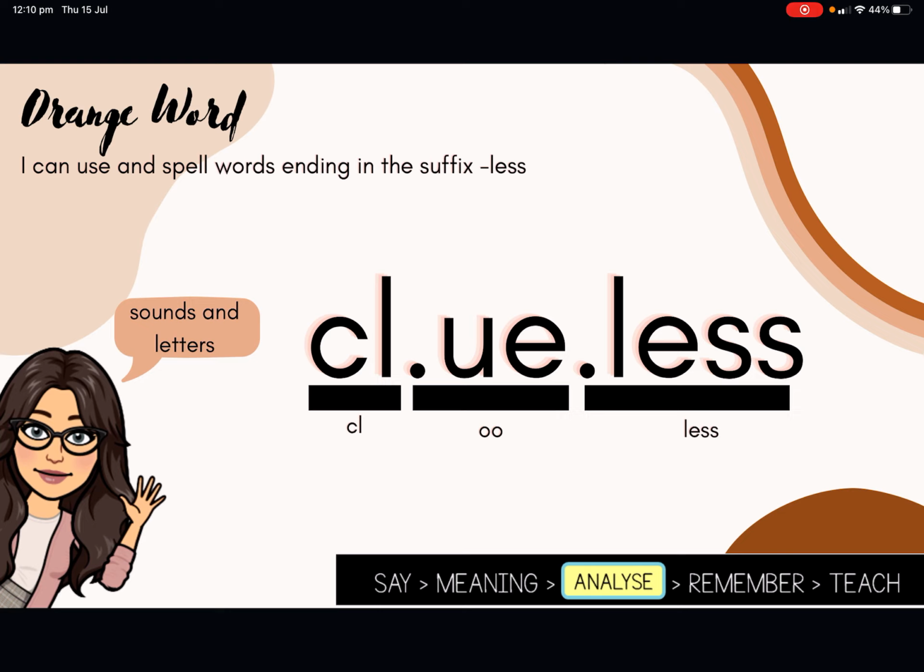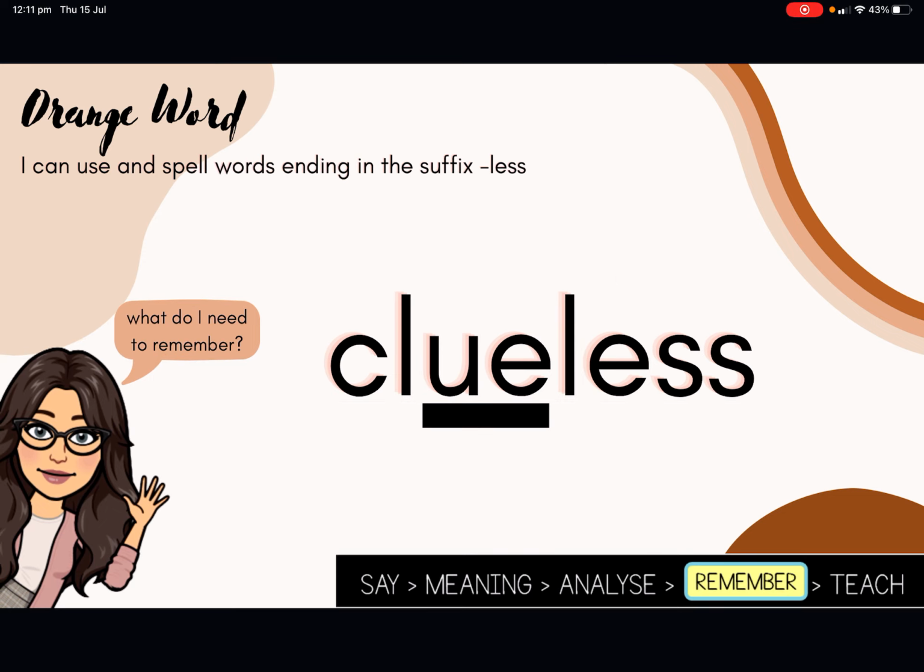Then we move into the middle of the word and we have the oo sound. However, can you see what two letters are actually making the oo sound? Yes, it is the digraph UE. So the UE digraph is making that oo sound. Perhaps that might be something you need to remember. And then at the end of the word, we have the suffix less. Now remember, we've added the suffix less to the base word clue. Now to have a clue about something means that you might have an understanding of something. It's a positive. However, when we add that suffix less to the end of it, it becomes a negative. It's meaning you don't have any idea about that subject or that topic. So the letters we have are CL, UE, LESS. CL, UE, LESS. Clueless.